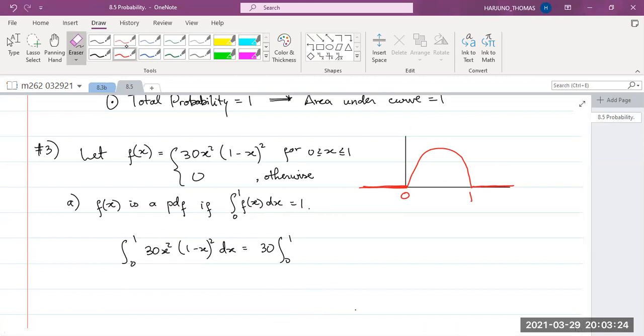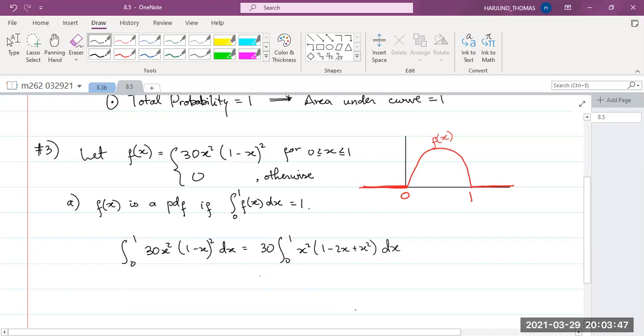Again, I hypothetically call this my f(x). I don't know what the actual shape looks like though. Should be x to the 4th. Maybe something looks like that, but I'm not sure. So this is 30x squared times 1 minus 2x plus x squared dx. This is 30 integral from 0 to 1 of x squared minus 2x cubed plus x to the 4th dx.